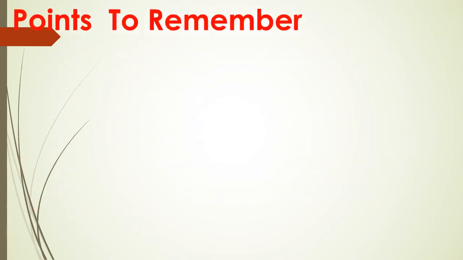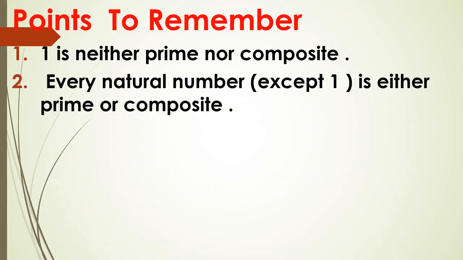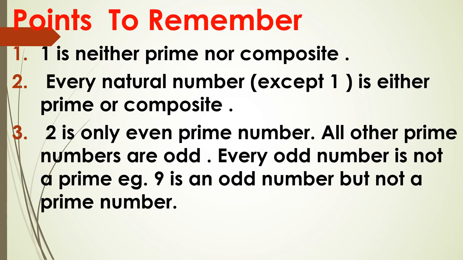Now the main points that you have to remember from this lecture. First, one is neither prime nor composite number. Second, every natural number except one is either prime or composite. Okay, except one, because one is neither prime nor composite. Other than one, all the numbers are either prime number or composite number. Third point, 2 is the only even prime number. Other than 2, there is no even prime number. All the prime numbers are odd.